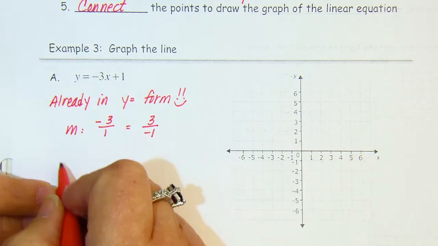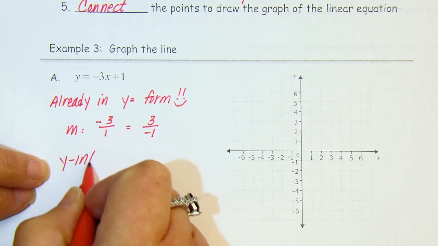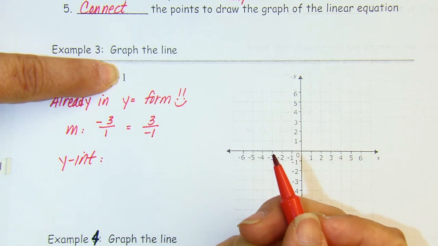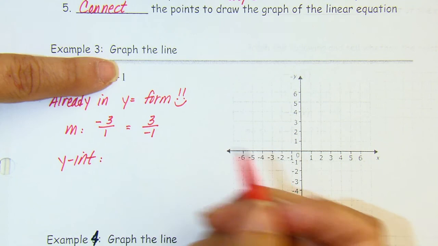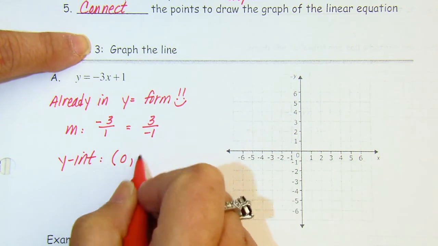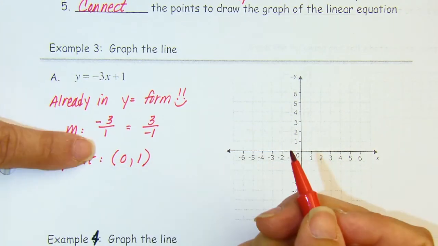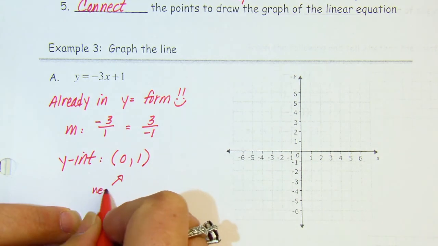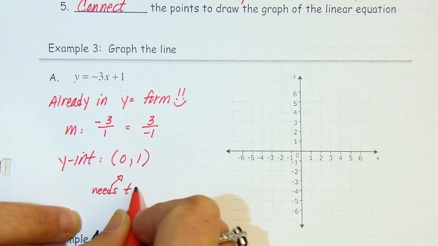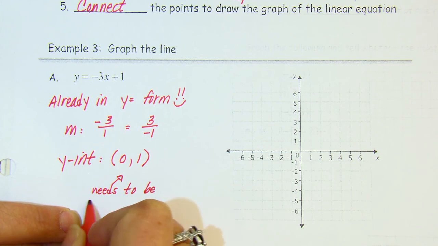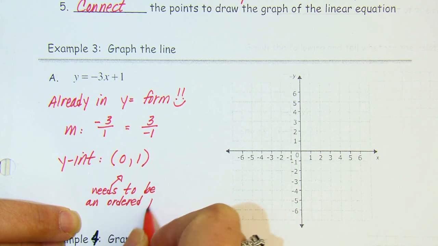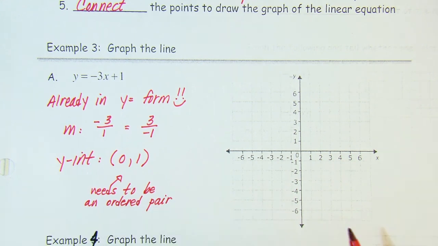The y-intercept is the ordered pair. X is 0 and y is 1, because this is my b. (0, 1). Please make sure that you are writing ordered pairs. It needs to be an ordered pair. And sometimes I abbreviate ordered pair as OP.